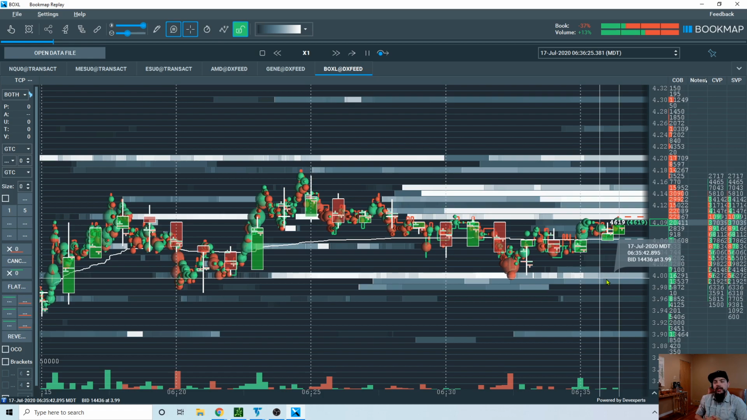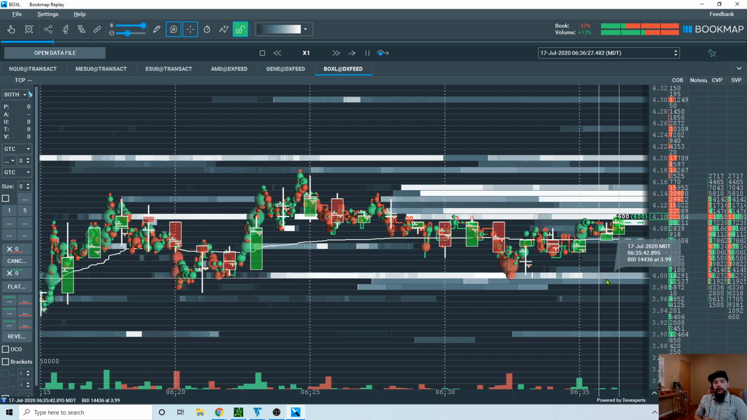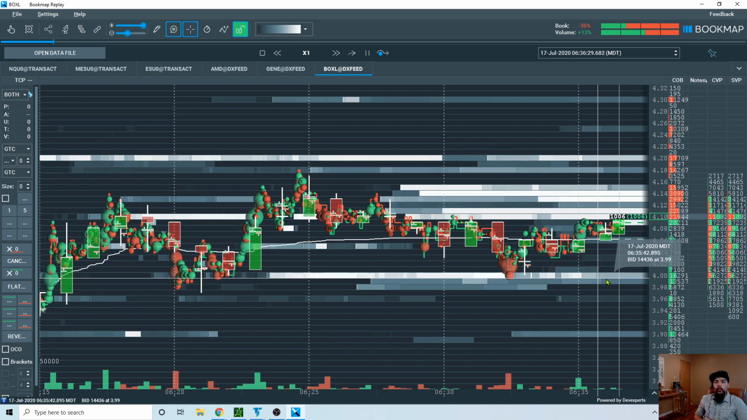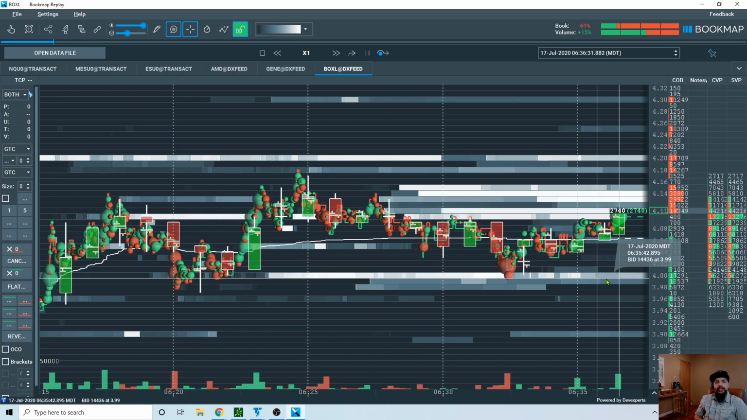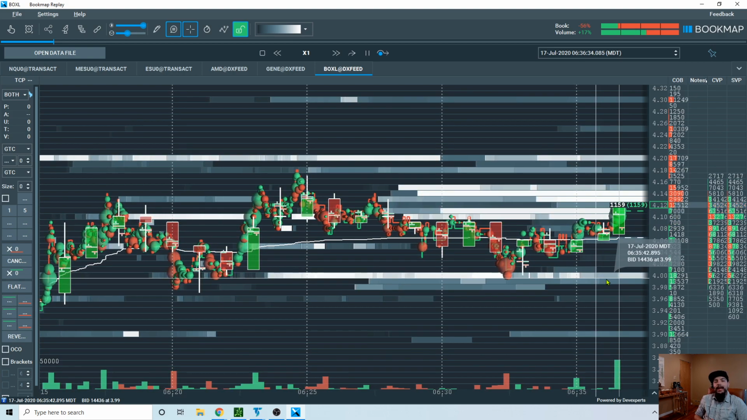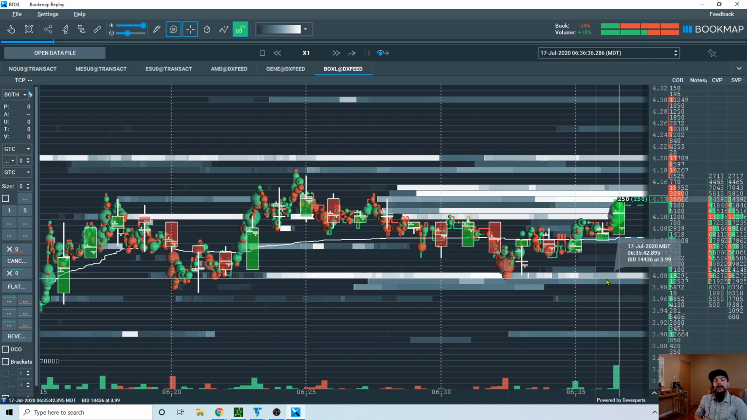It's very customizable to the individual, and it's something that's going to allow you to see order flow on more than just the futures. It's going to allow you to see order flow on your stocks as well.